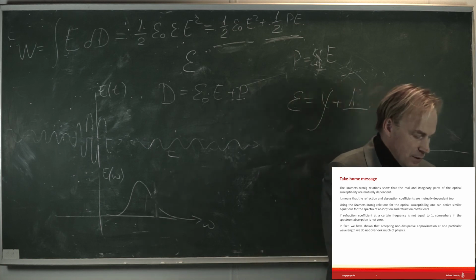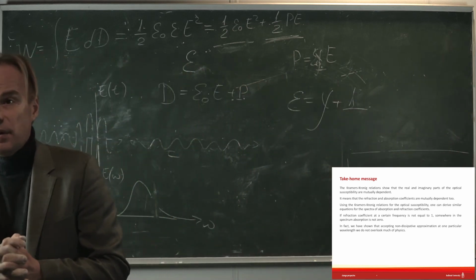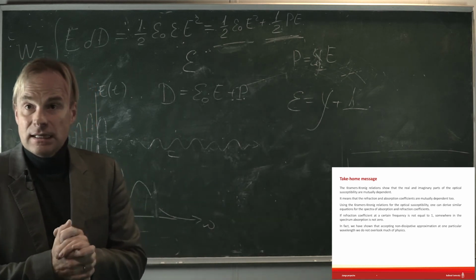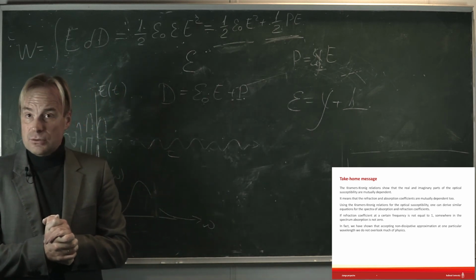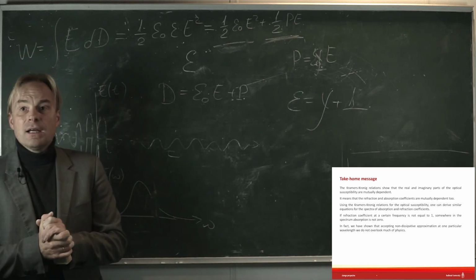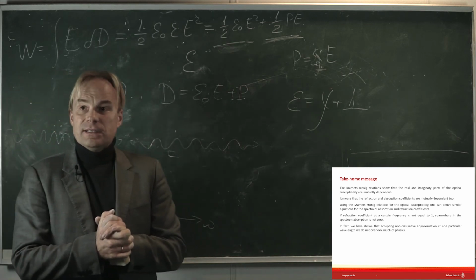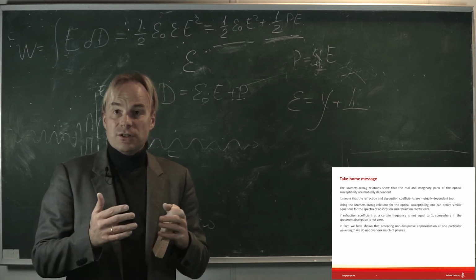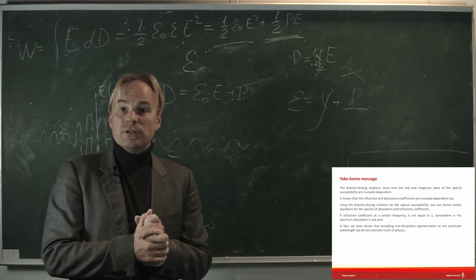Well, that brings me to the take-home message. The Kramers-Kronig relations show that the real and imaginary parts of the optical susceptibility are mutually dependent. It means that the refraction coefficient and absorption coefficient are mutually dependent too in the spectral domain. And using the Kramers-Kronig relations for the optical susceptibility, one can derive similar equations for the spectra of absorption and refraction coefficients. It basically summarizes point 1 and point 2.